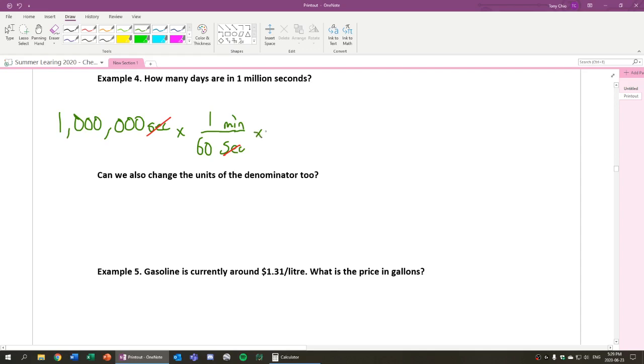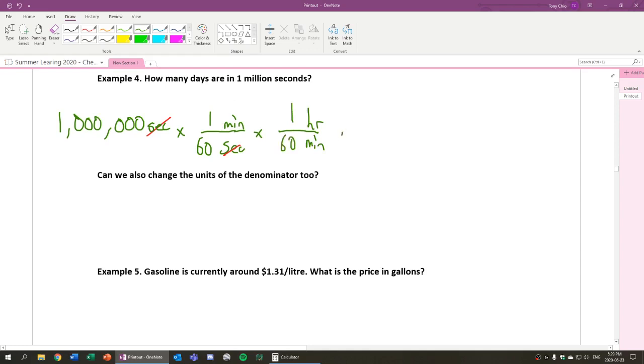Okay. My next conversion. I'm now in minutes because my seconds got canceled. My next step, convert to hours. Where should hours go? Where should minutes go? Well, if I already have a minute in the numerator, I need to put a minute in the denominator. So minute goes here, hours go here. 1 hour is 60 minutes.